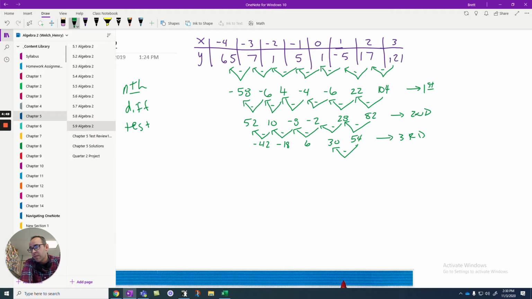Let's see what happens. 54 minus 30 is 24. 30 minus 6 is 24. Don't get too excited. It has to work all the way across. 6 minus negative 18 is 24, and negative 18 minus negative 42 is 24. These matching numbers tell me that there is an equation that will perfectly model this set of data, and that it is a fourth degree polynomial.